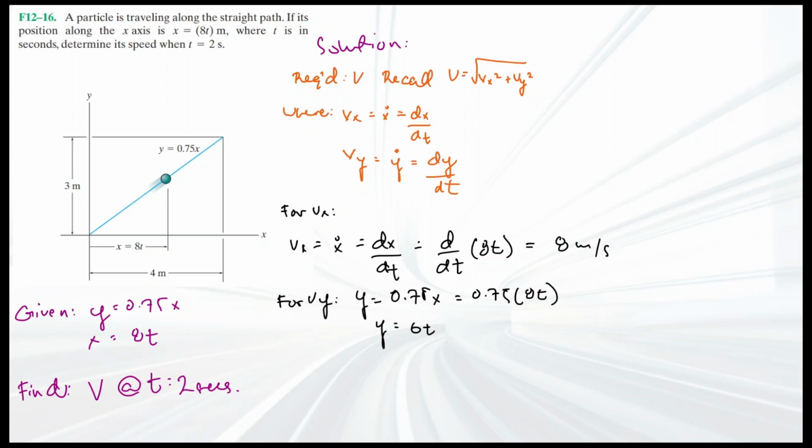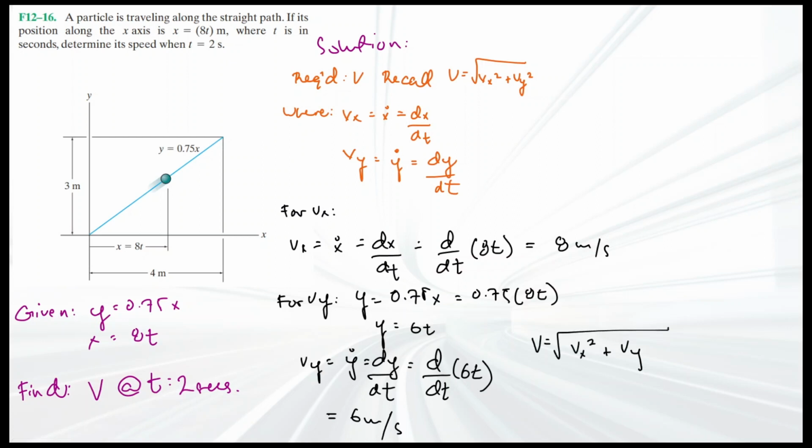So instead of position x, our derivation will be a lot more smooth. So that we can now convert this to dy dt. So now our y here is 6t. So that will be 6 meters per second. And all we have to do is just substitute them into this equation, and we will get 10 meters per second. Yeah, that's pretty much it. Next problem.